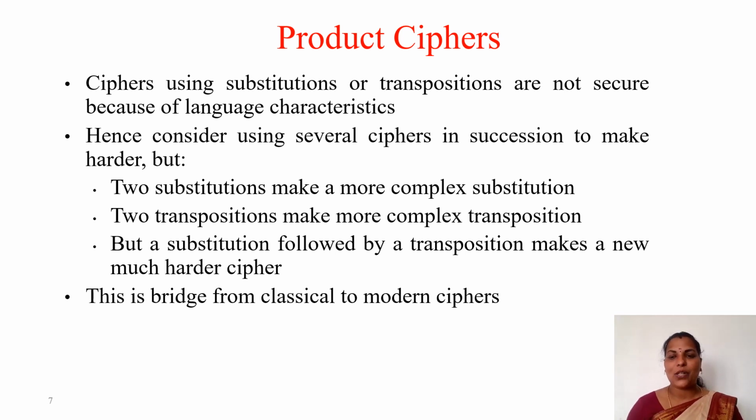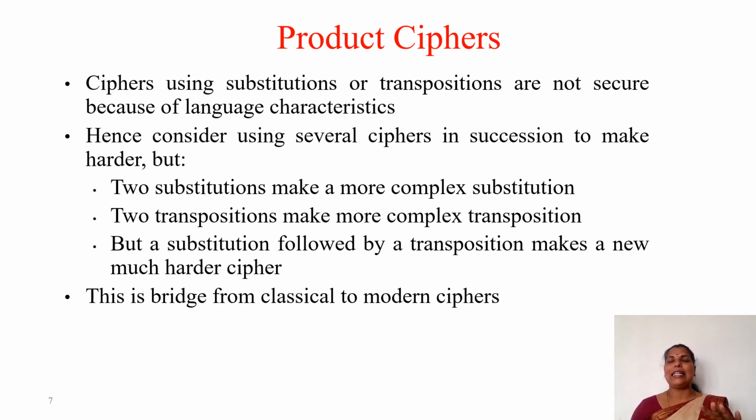So what is our main objective? Security is our main objective. So how do we design the cipher in a very complex and secure manner? As the complexity increases, security increases obviously, because the cipher must not be broken by any attacker. That is our ultimate aim, so we have to make it harder. How to make the cipher harder? Two substitutions make a more complex substitution, then two transpositions make a more complex transposition, but a substitution followed by a transposition makes a much harder cipher.